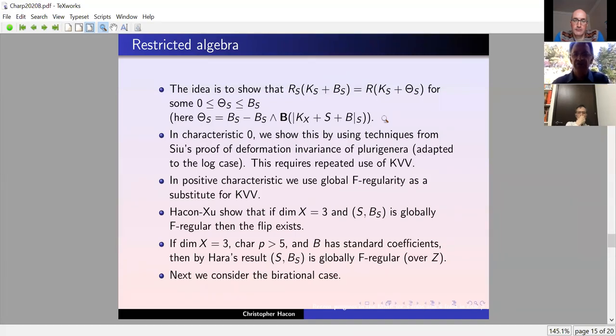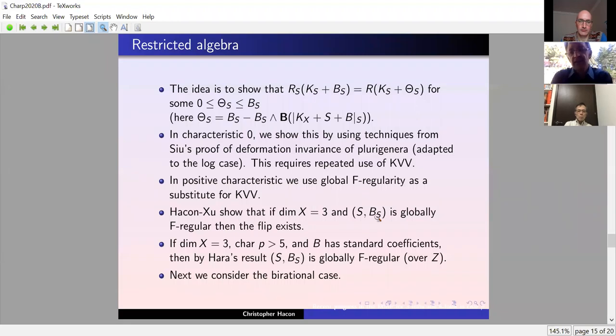And again, in positive characteristic, it really doesn't stand a chance of working unless we put ourselves in a very favorable situation. And this very favorable situation is one in which you know that the ambient variety is globally F-regular. So in our situation, it's really hard to show that a threefold is globally F-regular. However, as I mentioned before, Hara's result does say that for surfaces with standard coefficients, often they are globally F-regular.